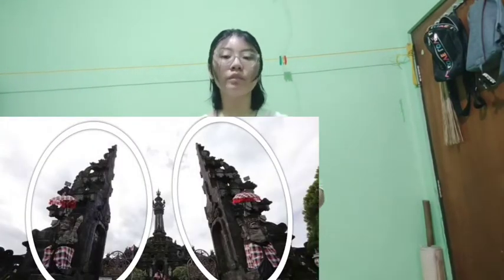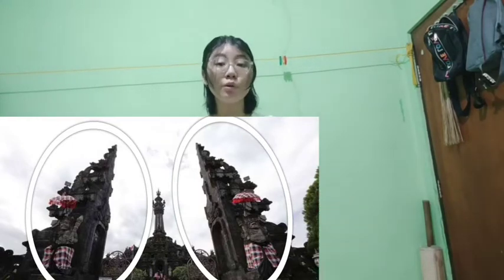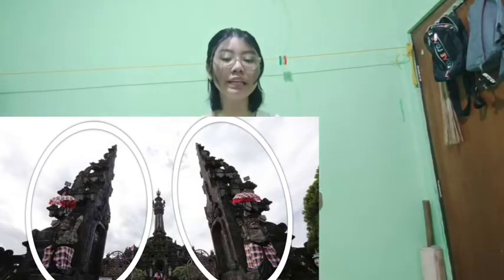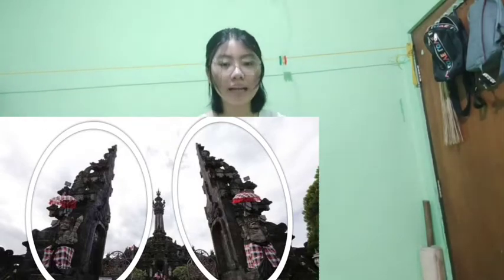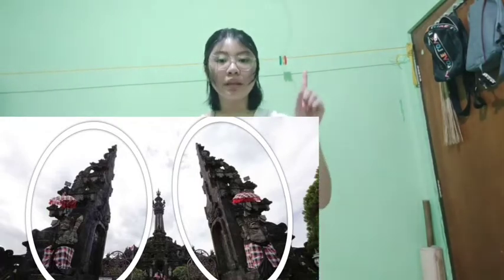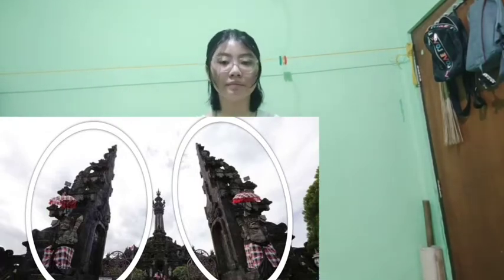So, ladies and gentlemen, before you enter the inner field of the Bajra Sandhi Monument, you will see two large buildings located at the entrance to the place where we will enter. This building is called Candi Bentar. Once again, Candi Bentar. Candi Bentar separates two areas, Nista Mandala and Madhya Mandala.